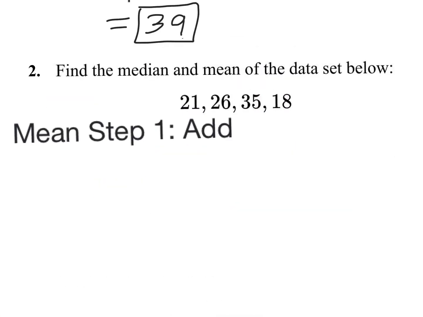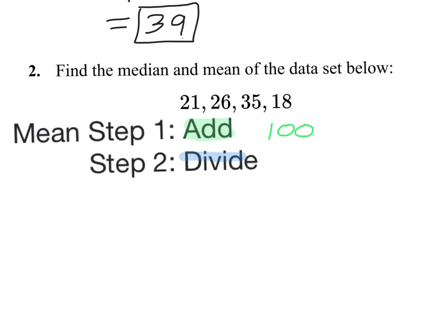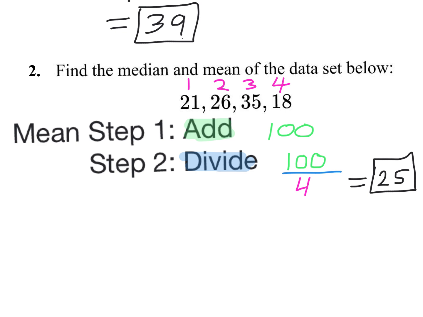For problem number 2, again, I'm going to start with the mean, and I'm going to start with step 1 of adding the numbers together. And when I do that, I get a sum, that's another word for total, of 100. And now for step 2, I'm going to divide. So I'm going to take the 100 that I got in step 1, and I'm going to divide it. And this time I have 1, 2, 3, 4 numbers. So I'm going to say 100 divided by 4. And so the mean for this set of data is 25.